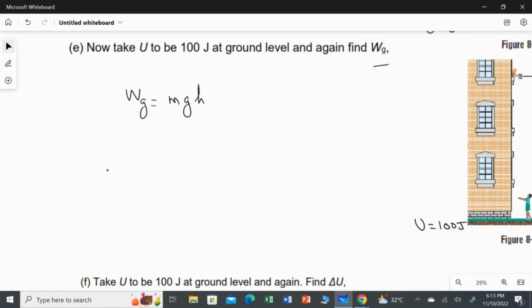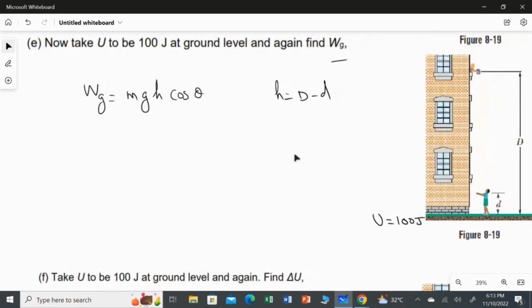this is h, am I right? h cosine of theta. So here h is nothing but caps D minus small d. So the caps D is 10 and small d is exactly 1.5, so you'll get 8.5 meter here. And the theta here again is toward the gravity, toward the ground, am I right? So theta is 0. So when you substitute the value here, again you will get 166.6 joule. Clear? Okay.